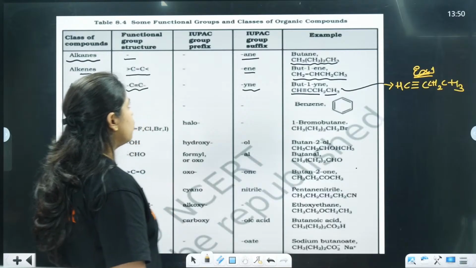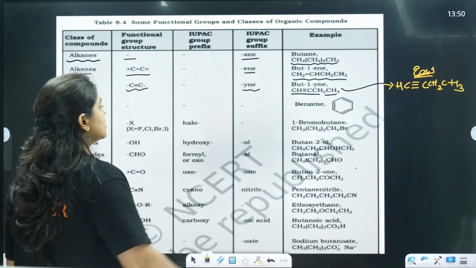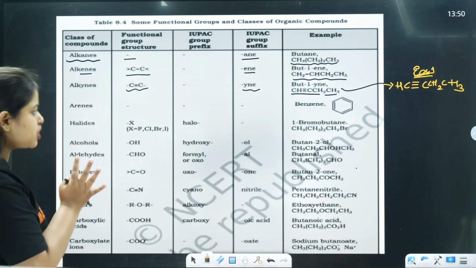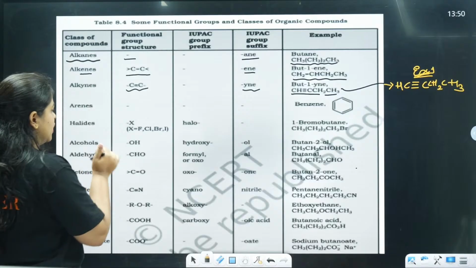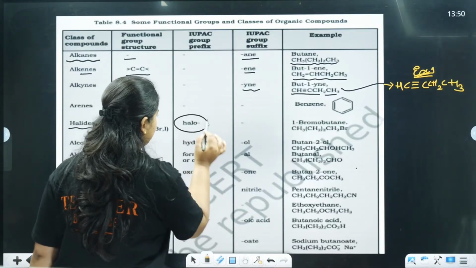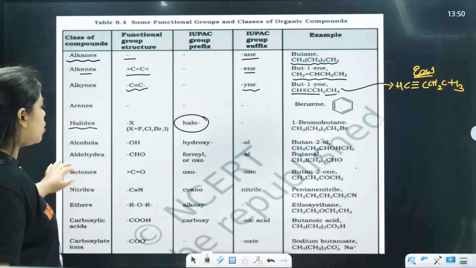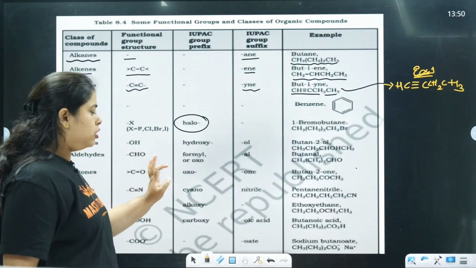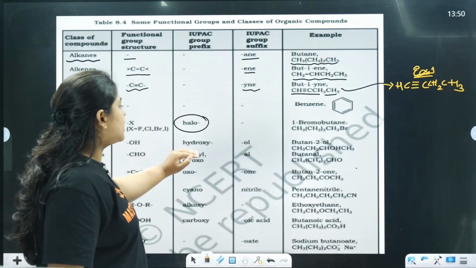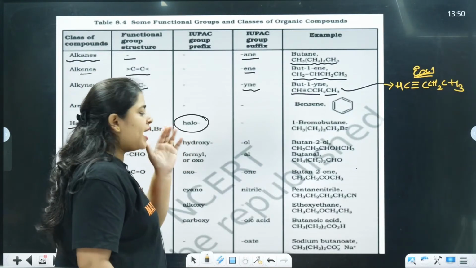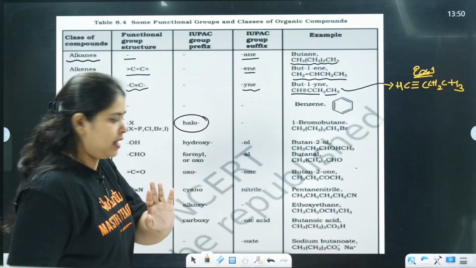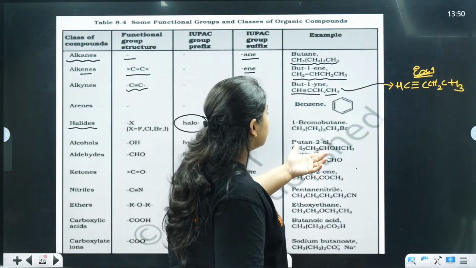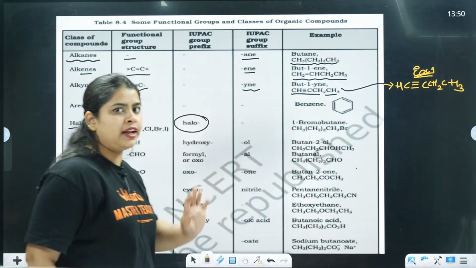1-bromobutane. The IUPAC group prefix is halo because we are going to mention which halide we have used. Next, the alcohols: the functional group is OH, so OH means it is an alcohol. Next, the IUPAC prefix is hydroxy. It must be mentioned as hydroxy everywhere. Then the suffix is OL. Next comes butan-2-ol.